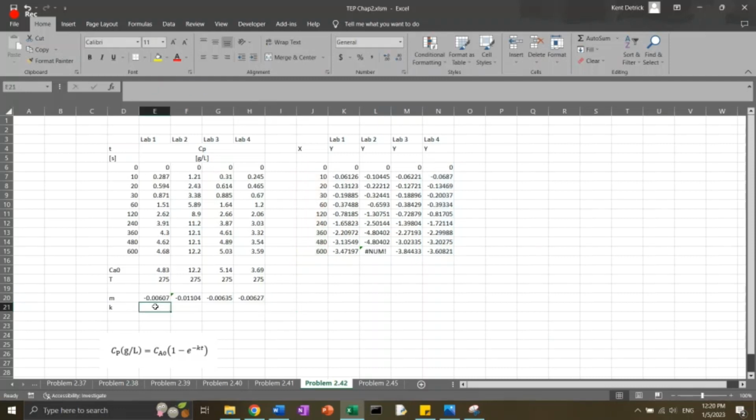So now let's convert to K, which is equal to the opposite of the slope. Now we've converted to figure out what K is for each of these. Great. So now we've calculated K.